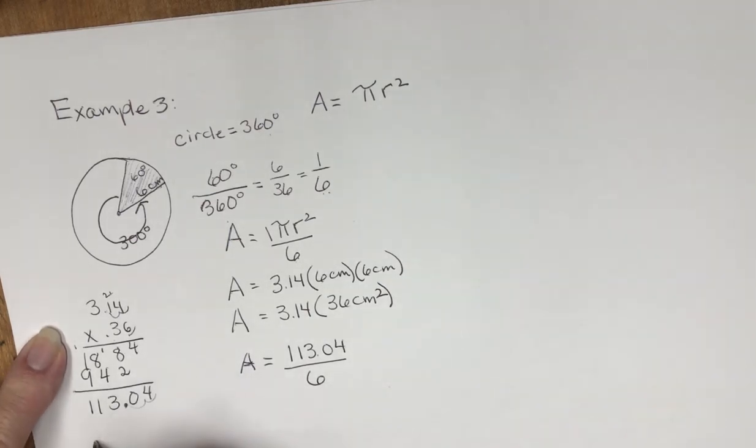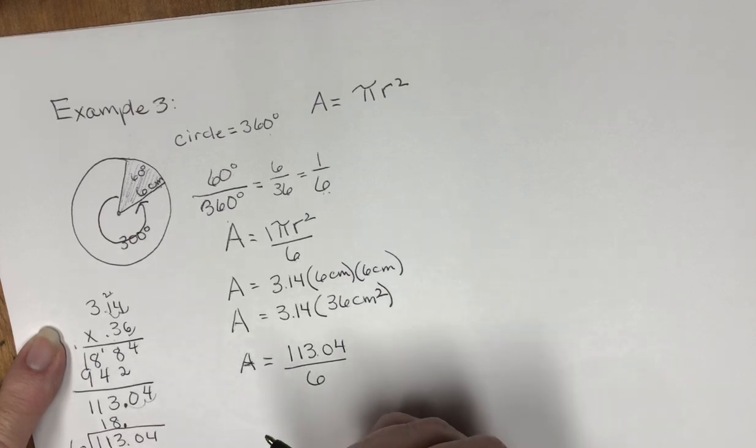So now I'm going to take 113.04 divided by 6. 6 divides into 11 one time. 1 times 6 is 6. When I subtract, I get 5. Bring down the 3. 6 goes into 53 8 times. 8 times 6 is 48. When I subtract, I have 5. Bring down my 0. Put up my decimal point.